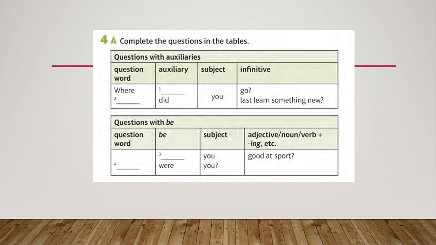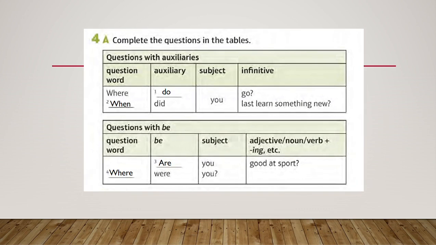And then as regards questions with verb to be, we have the question word, verb to be, and subject. We have, for example, where are you? And the first example is, are you good at sport? So now you can see the answers, okay? You can pause the video if you would, and if you have any questions, you can write them in the comments. Let's go to the next exercise.